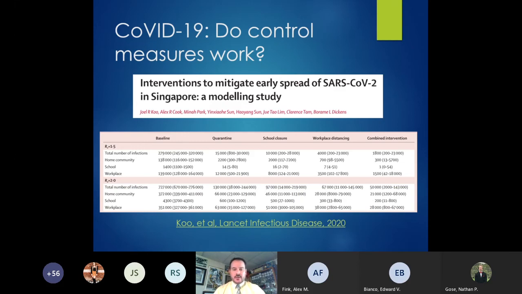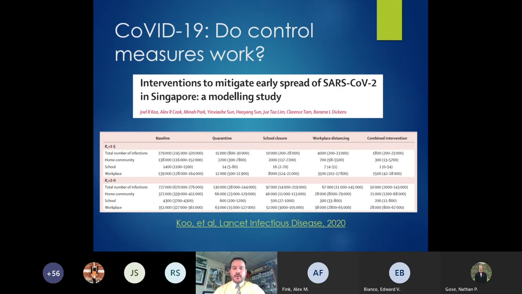So what you can see here is that if you just look at the top line, the total number of infections. With an R naught of 1.5, the modeling study indicates that if you do all of these things, you can cut that number from 279,000 predicted infections down to 1,800. And that 1,800 represents an average. They did simulations over and over and over. I want to say like 1,000 simulations for each of these or something like that. So you can see very effective measures.